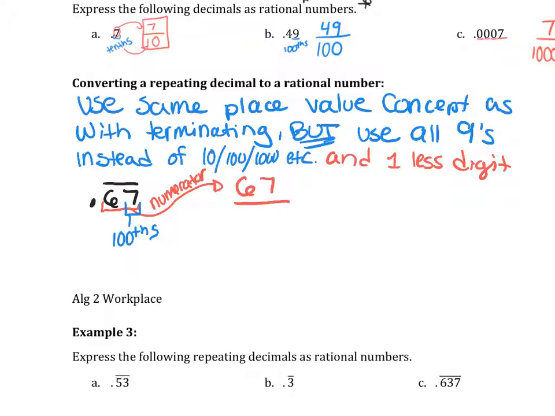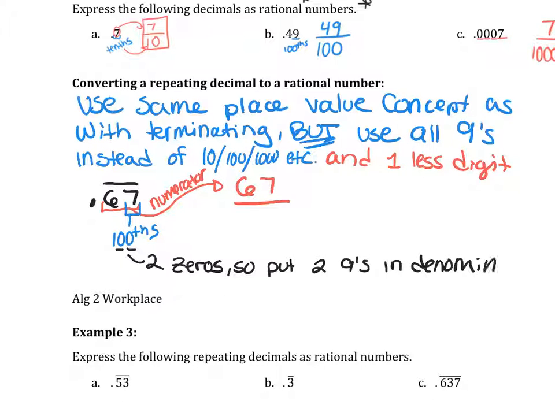How many zeros are in 100? 2. That means you would put 2 9s as your denominator. So we have 2 zeros. So put 2 9s in the denominator, meaning 99. Okay. So it's just a little bit different. We're using 9s. It's going to be one less value, but if you just count however many zeros are in that place value, that's going to be the number of 9s that should go in your denominator.